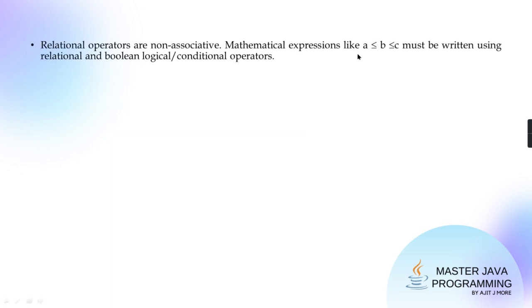And about this point, which I already told you, relational operators are non-associative. Means can we apply such a chain rule which we do in mathematics? In maths many times we write such a chain rule, A less than B, B less than C. It implies A is less than C. This type of chain rule is 100% legal in languages like Python and R programming. But Java doesn't allow it. In C it is legal, but the results may be unpredictable.